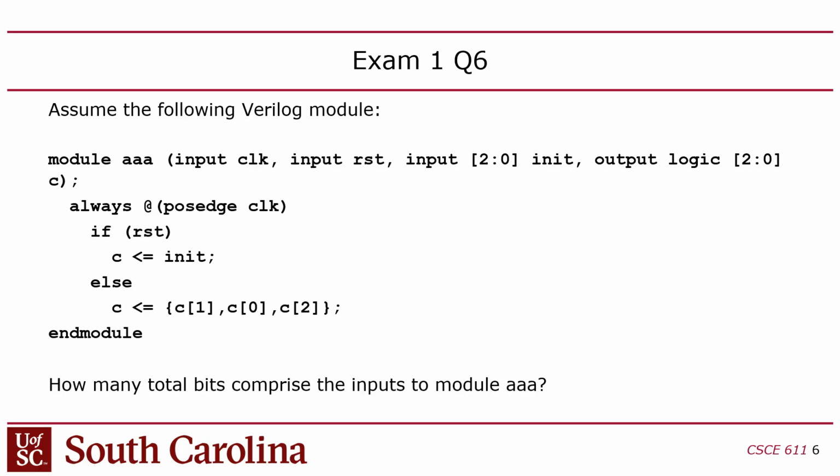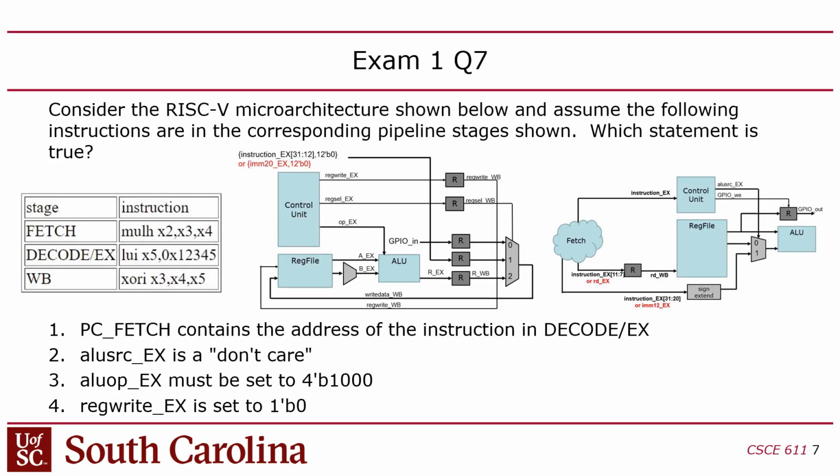All right. Assume the following Verilog module. How many total bits comprise the inputs to module AAA? This one's easy. Just clock, reset, and then we have a nit, which is not 1 bit, but 3 bits there, right? So it should be 2 plus 3, 5 bits, right?